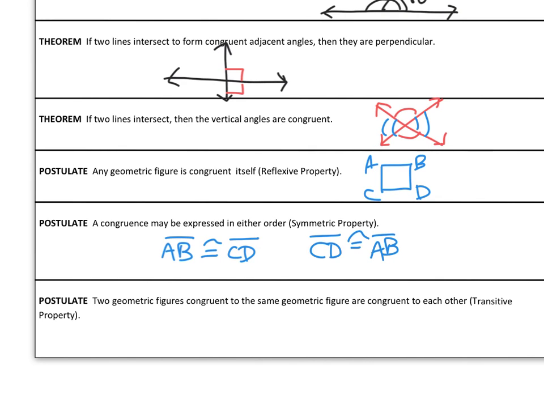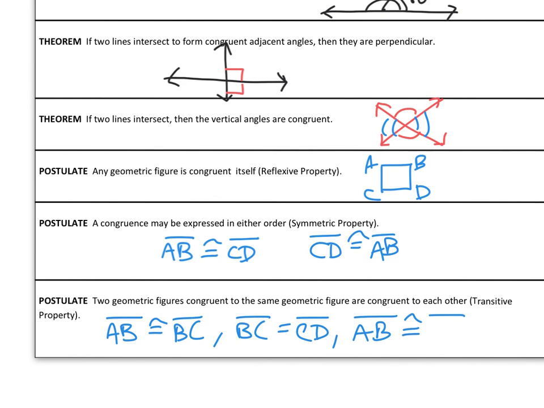Two geometric figures congruent to the same geometric figure are congruent to each other. This is just our transitive property again. We can talk about it in terms of squares, parallelograms, or we can talk about it in terms of line segments. If AB is congruent to BC and BC is congruent to CD, then AB has to be congruent to CD.